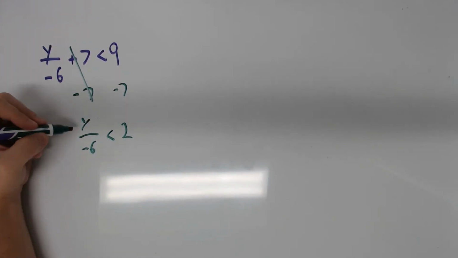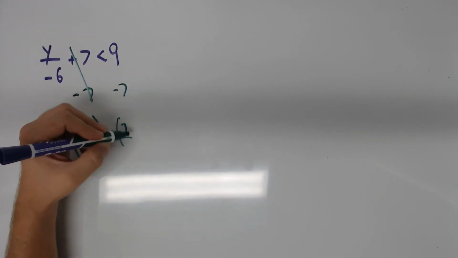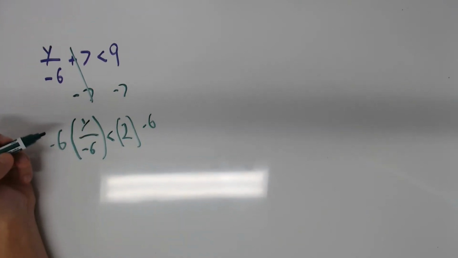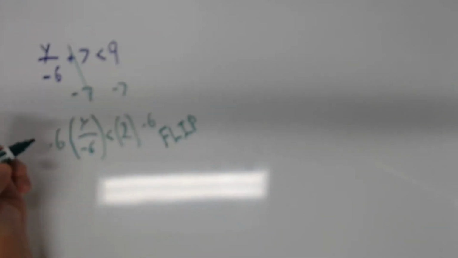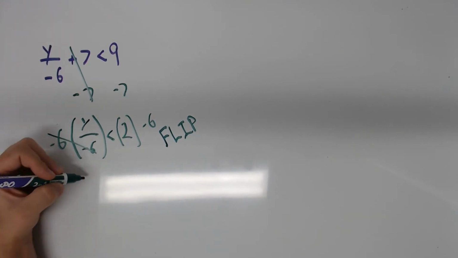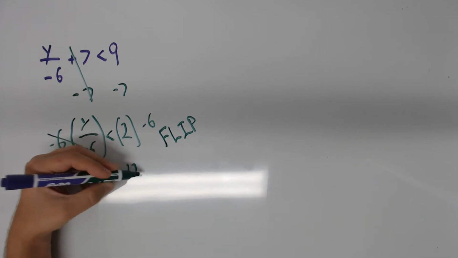And then this next step, y is divided by -6. So we multiply by -6. And this is where I'd expect everyone to shout "flip" at me, because I multiplied or divided by a negative. So my symbol should be flipped. The -6's cancel out. y is now greater than -12.